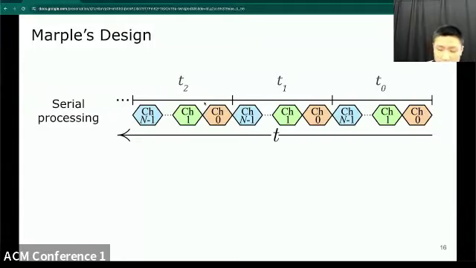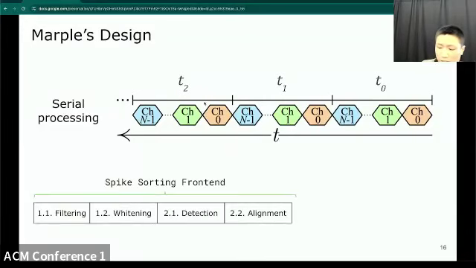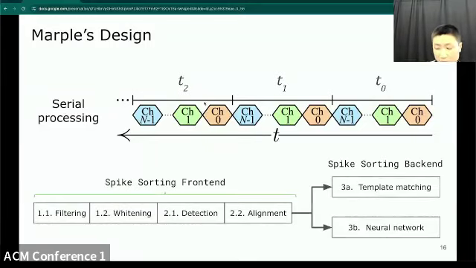Now, one of the primary goals in designing Marple's hardware is scalability at a low power and area footprint. So to achieve this, we chose very simple compute units that operate on the data serially, and that matches the format that the neural probes actually record in. So each channel in space arrives one after another for a single unit of time, and then is processed as such. Marple has a front end and a back end, where the front end is composed of the noise removal, detection, and alignment steps that we saw before, and then a back end, which by default would be template matching, but we also evaluate it with the alternative of using the neural network-based approach.